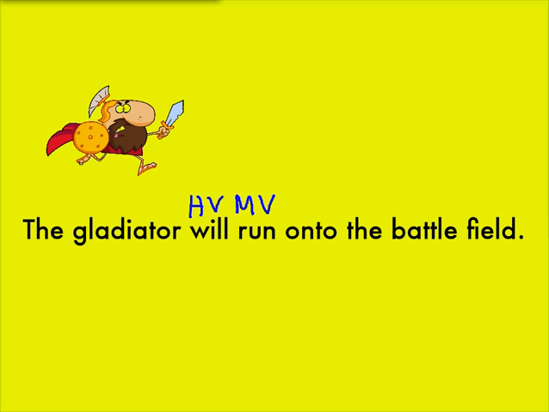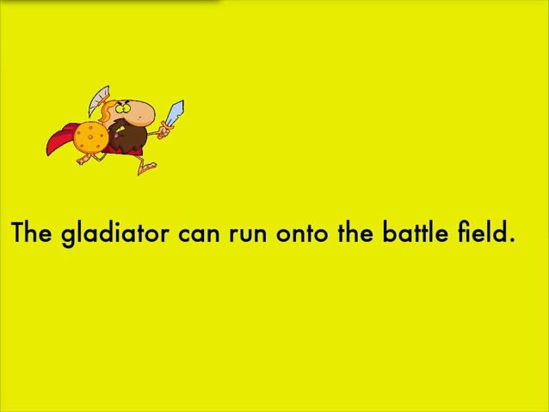Now verbs need help in time. Sometimes helping verbs tell us the past, present, or the future, like these examples. But helping verbs also tell us something called condition. The gladiator can run onto the battlefield. Our main verb or action verb is still run. But what word helps the condition of run by telling us that the gladiator is able to run? That's right, the helping verb in this sentence is the word can.